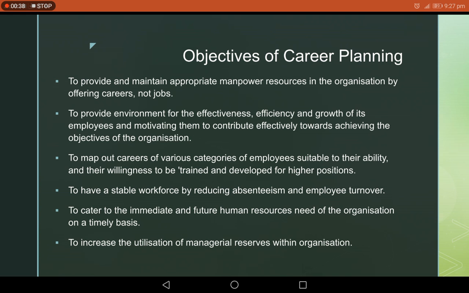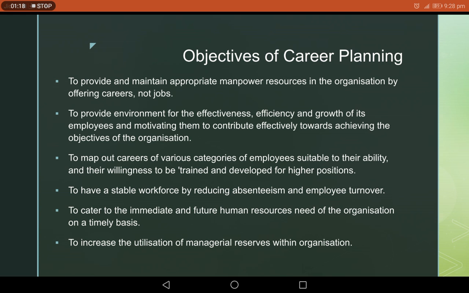What are the objectives of career planning? It's mainly to provide and maintain the appropriate manpower resources. Then motivate them. Next, to map out careers of various categories of employees suitable to their ability and their willingness to be trained and developed for higher positions. So it's the objective of career planning to provide training and development so that individuals can move to higher positions.